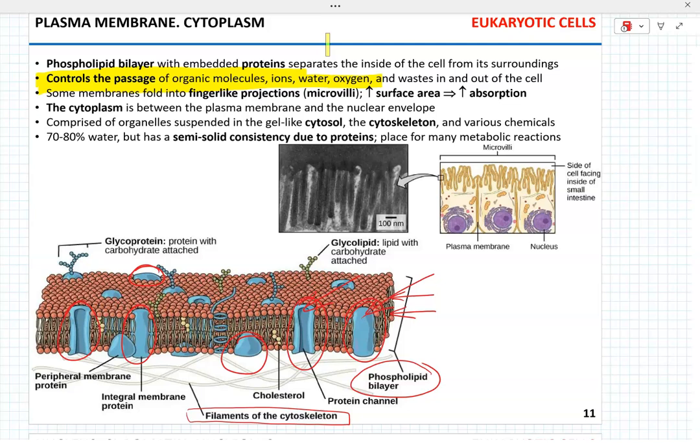In some cells, membranes are folded into projections called microvilli. These folds dramatically increase surface area and therefore increase the absorption across the membrane.